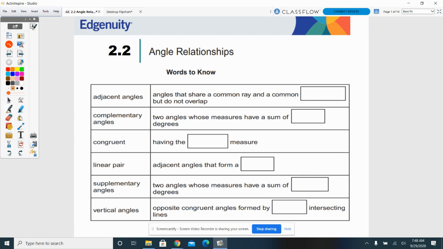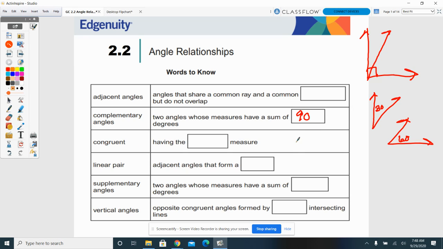Complementary angles we did not talk about a lot, but complementary angles are two angles whose measures have a sum of 90 degrees. So when you have an angle that's 30 degrees and an angle that is 60 degrees, we can say that those are complementary because they add to 90. A lot of times they will be adjacent, so you can tell they're complementary, and they would have the little box here, and you would know that they would add to 90 degrees.